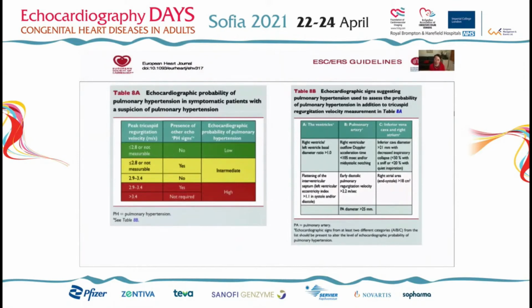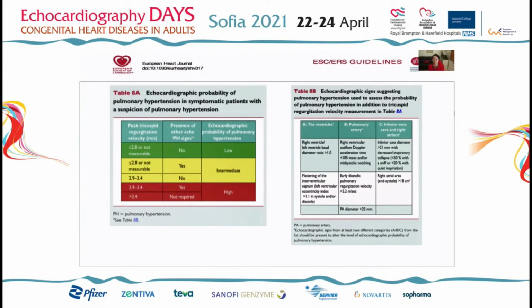The other signs include looking at the RV, pulmonary artery, and the venous system. For the RV, we can look at the four-chamber view. If the basal RV is larger than the LV, that suggests RV dilatation. Or we can look at the short axis view. If the LV eccentricity index is more than 1.1, that is an indirect sign of pulmonary hypertension.